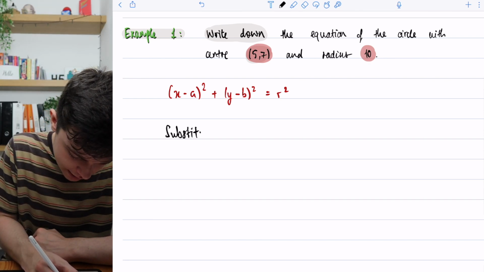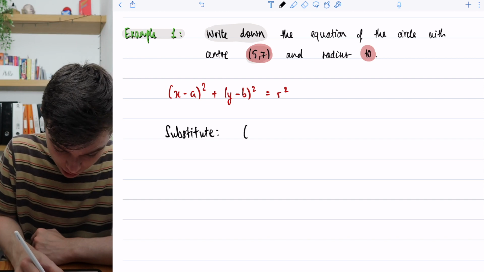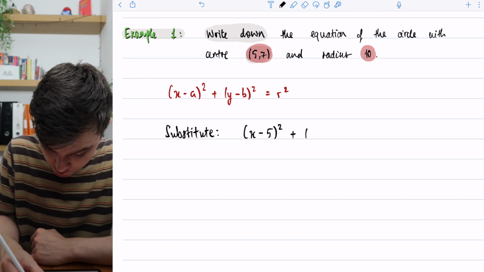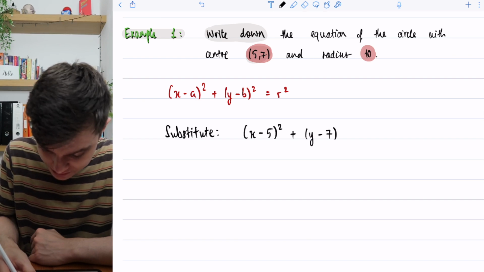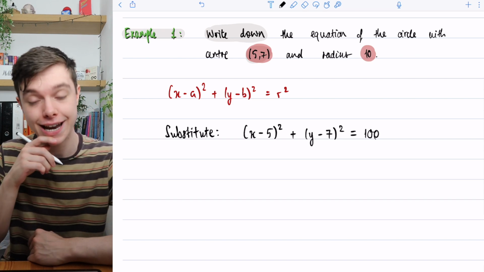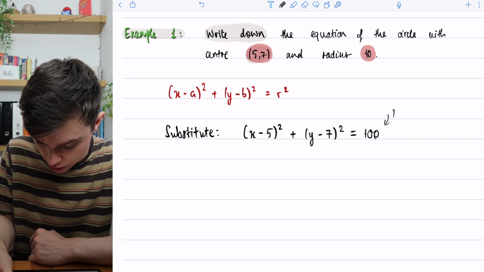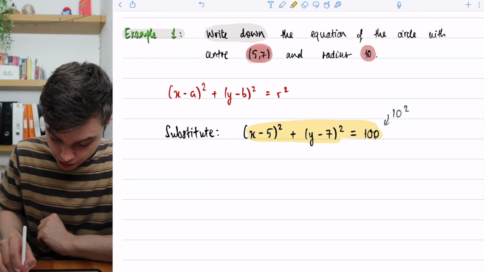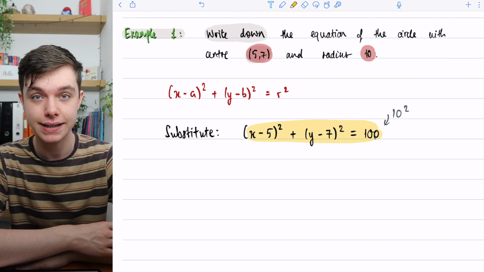And the more you do this, the more you're able to just write down. The equation is (x minus 5) squared plus (y minus 7) squared is equal to 100. 10 squared, that's what that is there, okay? That is your answer. Really quite simple, you can just write it down.